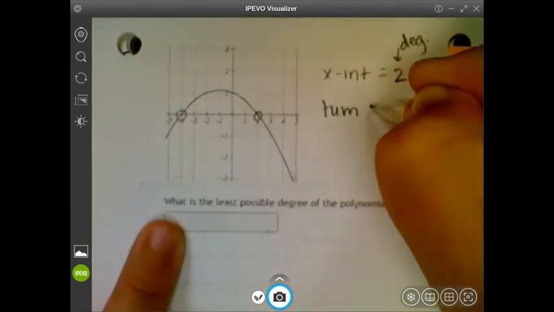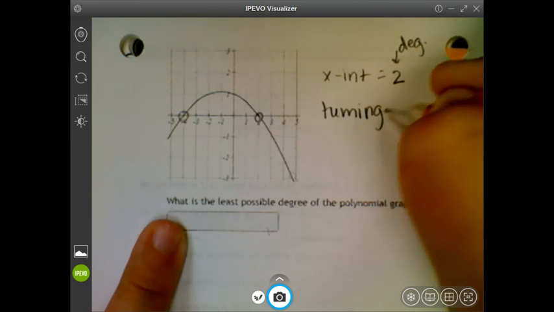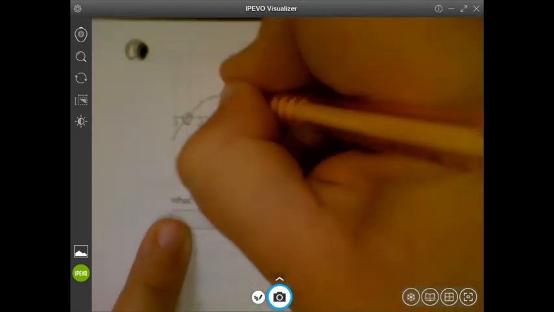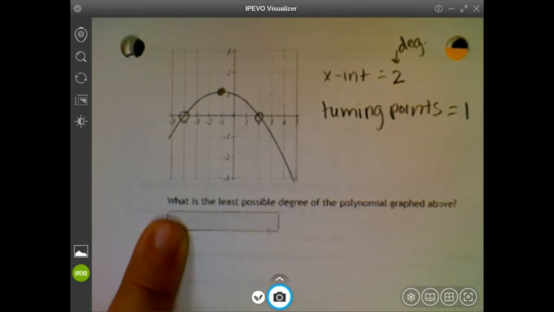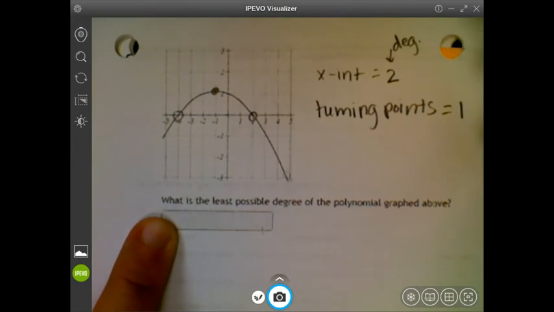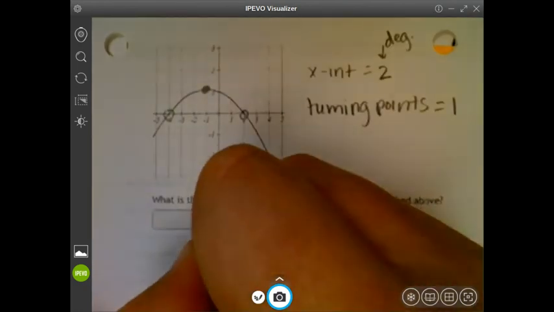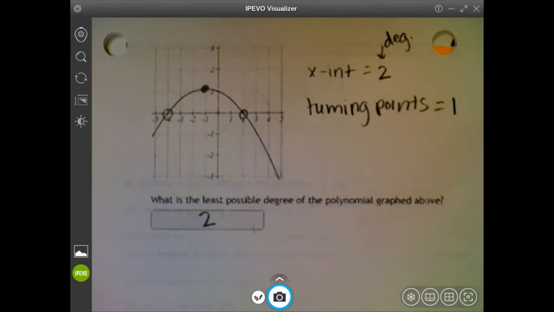Another way you could look at it is the number of turning points, like we did the last one. In terms of turning points, this has just one turning point, which would imply its degree would also have to be 2 in that case, right? Because its turning points plus 1 would be the degree. So we're going to say the least possible degree here is 2.